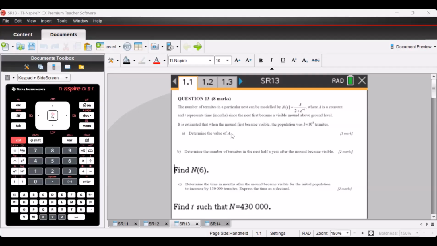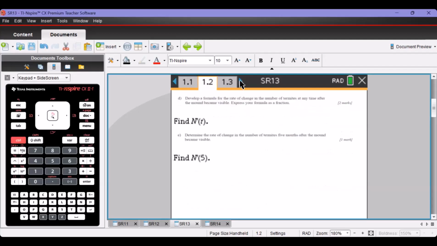Moving on, part D asks us to develop a formula for the rate of change in the number of termites at any time after the mound becomes visible. And an important instruction in the question is that it asks us to express our derivative as a fraction. So as I've noted here, in part D, we need to find an expression for n dashed of t as a fraction. And part E is going to ask us to use the derivative.